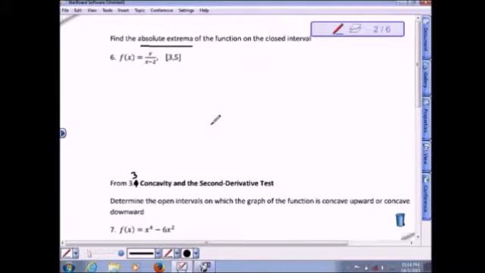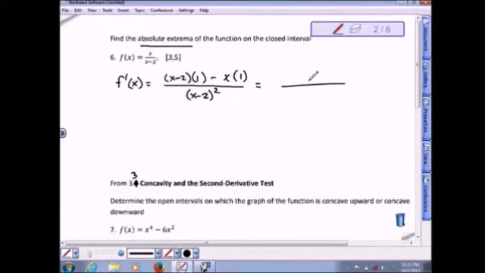Okay. This is a similar process, but now we also have to consider the endpoints as being one of the extreme values of this closed interval, not just the critical values. So we have to find the first derivative, set it equal to 0 to find the critical values. So again, using the quotient property, it's the bottom function times the derivative of the top function minus the top function times the derivative of the bottom function, all over the bottom function squared. Simplifying in the numerator is going to yield a -2, and then it's all over x minus 2 squared.